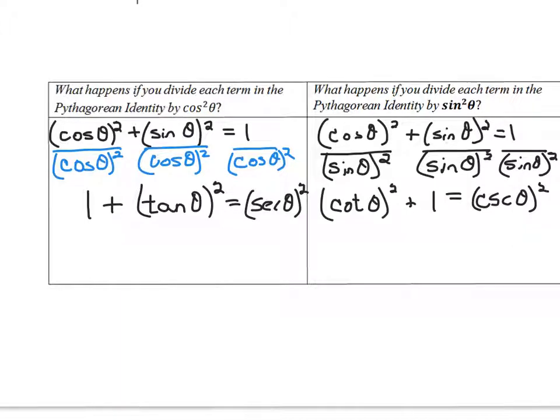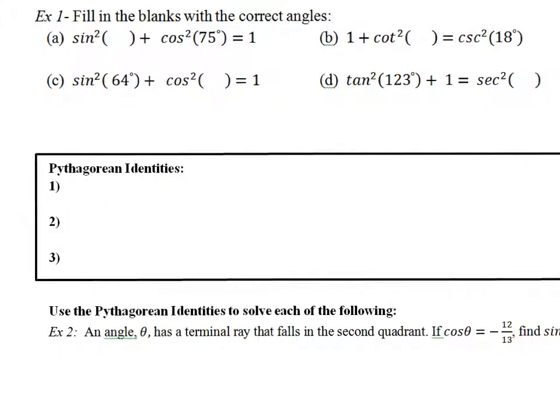So these are the 3 Pythagorean identities that I'm going to be using in this lesson and for the rest of this unit. So just for some easy practice on how this works with the Pythagorean identities, let's look at example number 1 at the bottom of the page. It says sine squared of something plus cosine squared of 75 degrees is equal to 1. Well, in order for this to be an identity, my angles have to match. So I would have to fill in a 75 degrees here so that sine squared of 75 plus cosine squared of 75 is equal to 1.